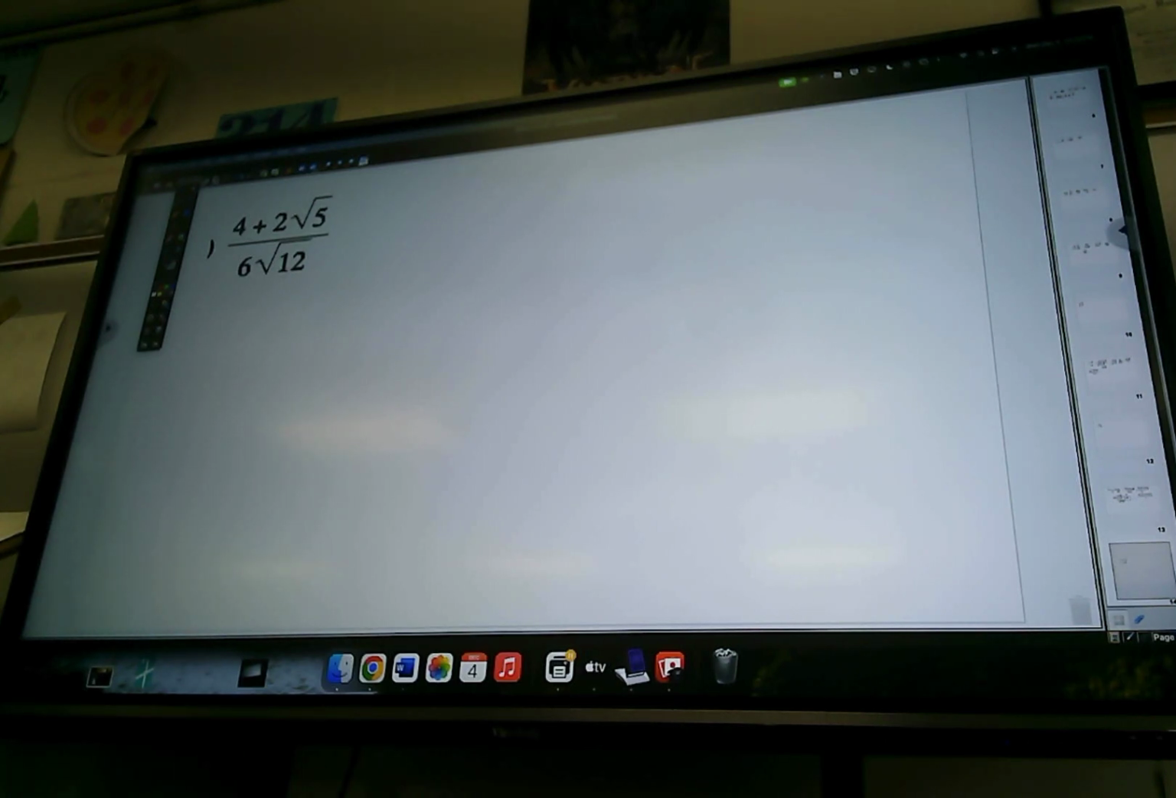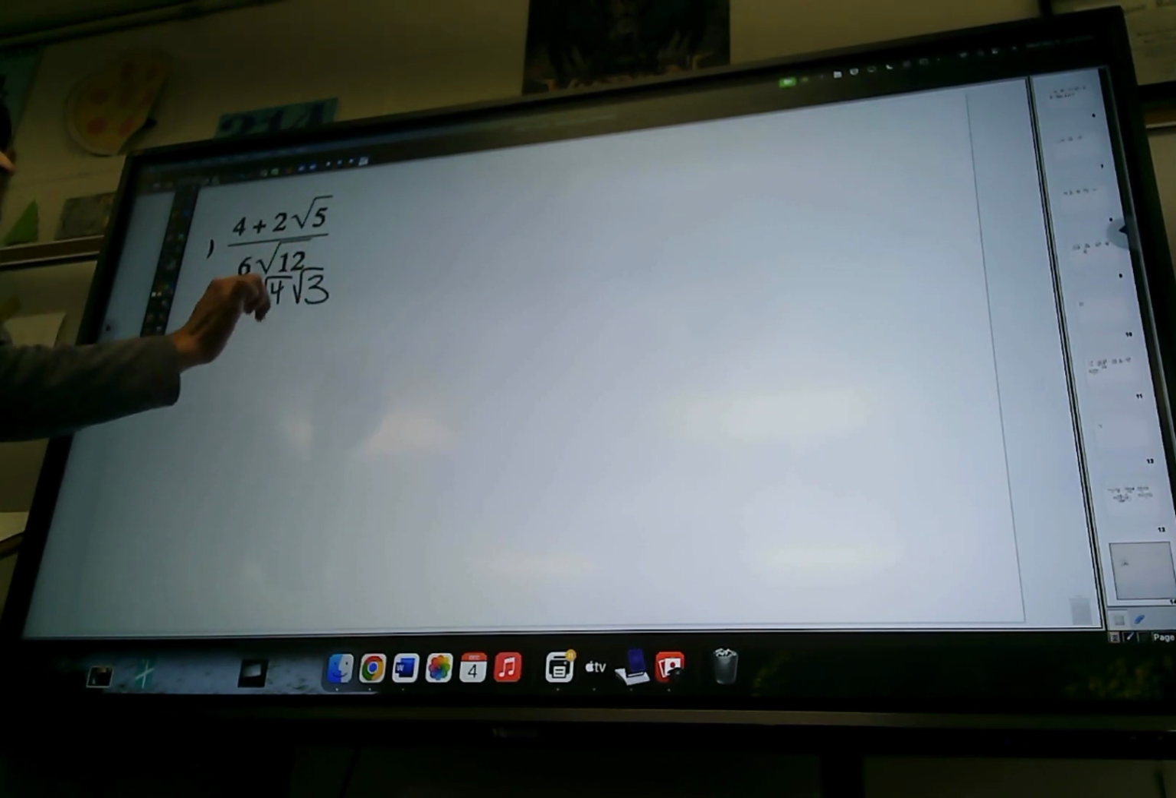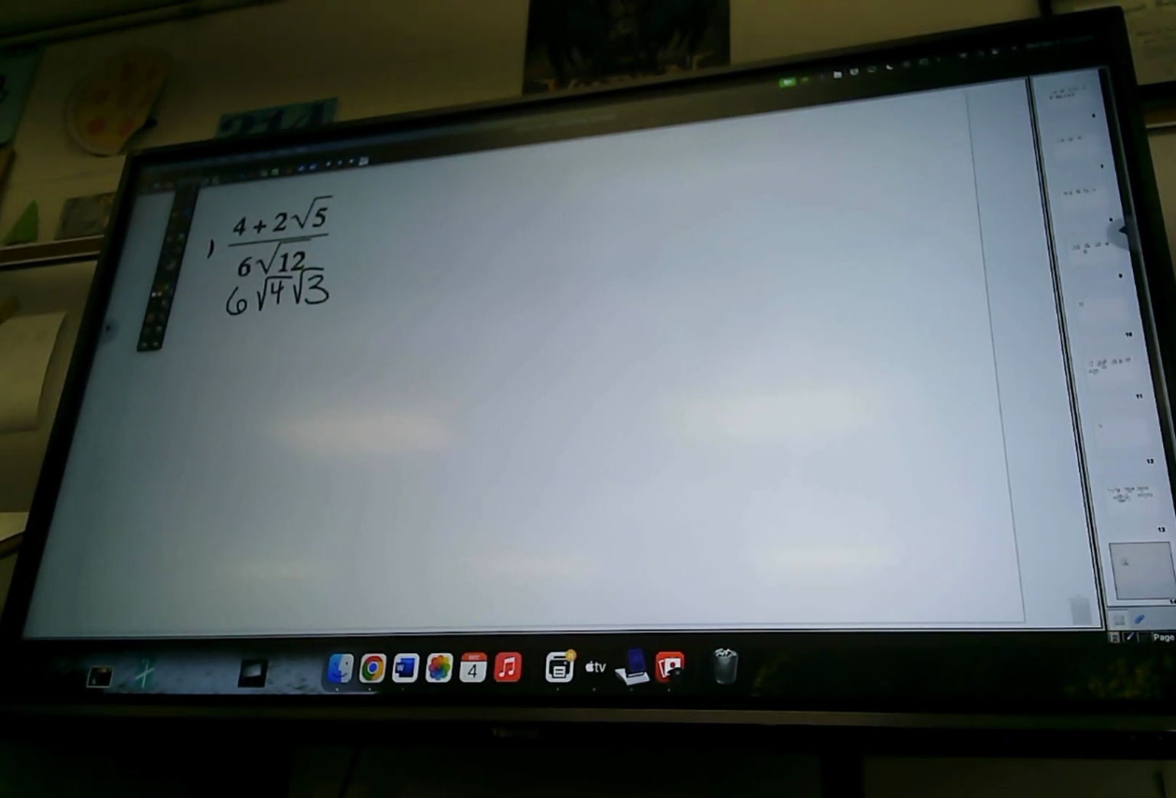All right, here's the next one. Yes! Now I do have the square root of 12 there. What can I do with the square root of 12? Reduce it. I'm going to reduce it as quickly as possible so my numbers don't get really big. That's going to be 12 square root of 3.